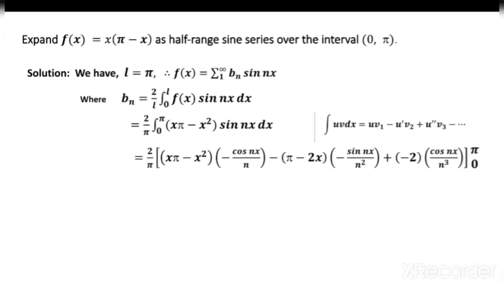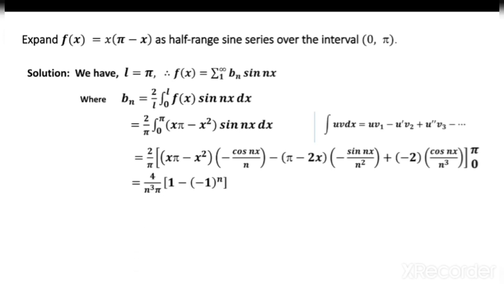What's v3? v3 is the integral of v2. And what is v2 here? v2 is minus sine nx by n square. Now what's the integral of sine? The integral of sine is minus cos. So minus minus goes to plus. Hence we have written plus cos nx by, since we had n square into 1 more n when you integrate, that becomes n cube. And the value you have to put from 0 to pi.